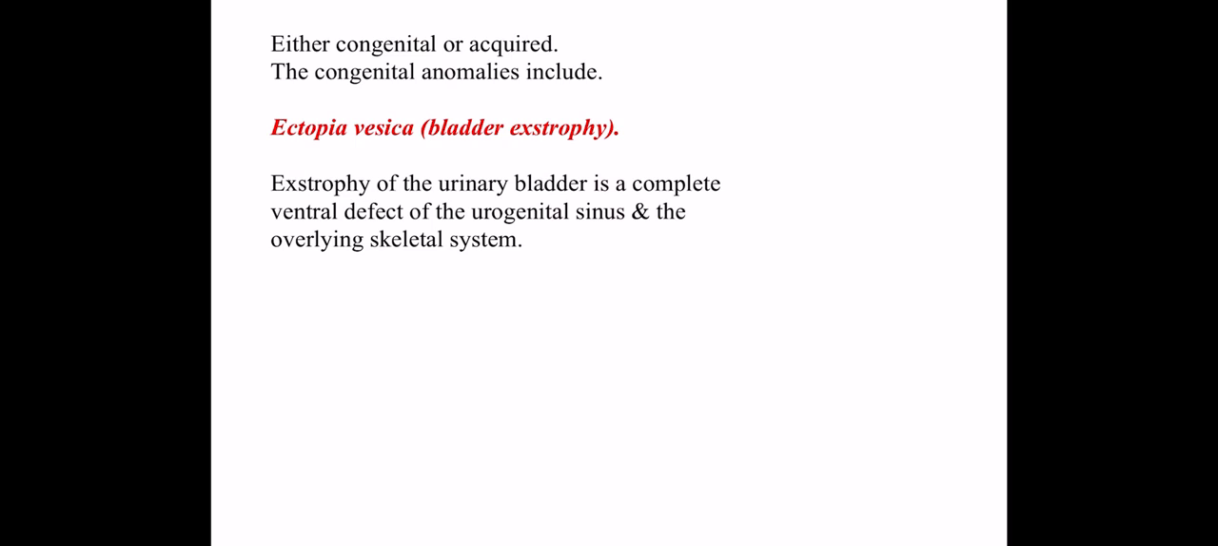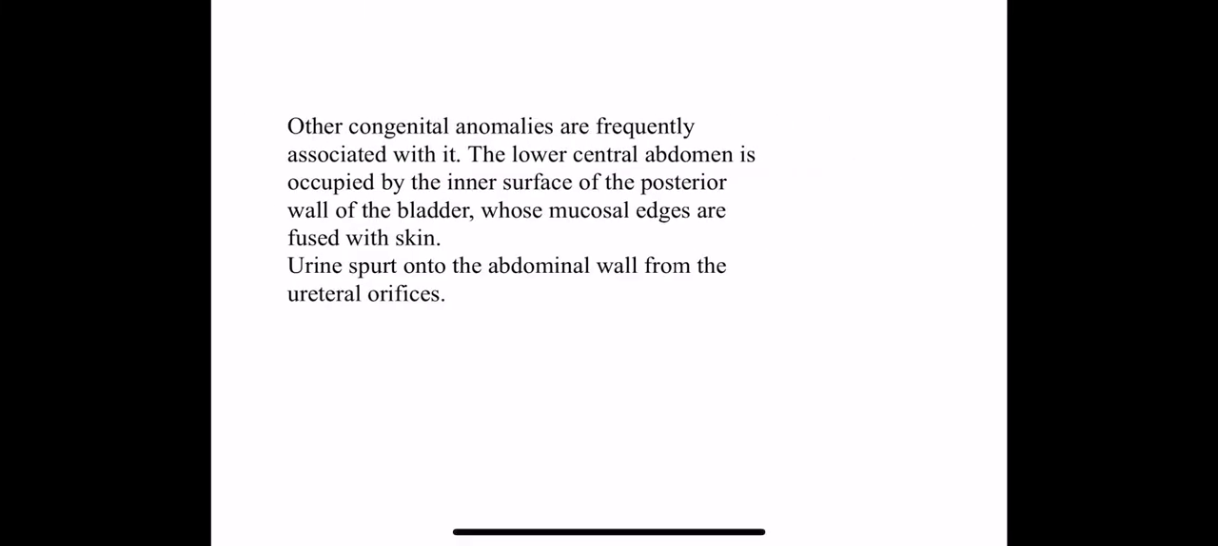First of all is ectopia vesicae, or what's called exstrophy of the urinary bladder. It is a complete ventral defect of the urogenital sinus and the overlying skeletal system. Other congenital anomalies are frequently associated with exstrophy of the urinary bladder.